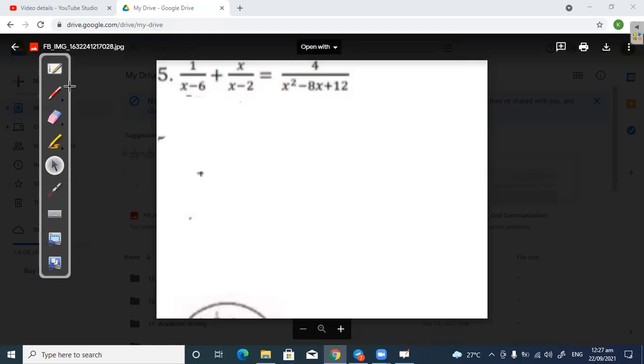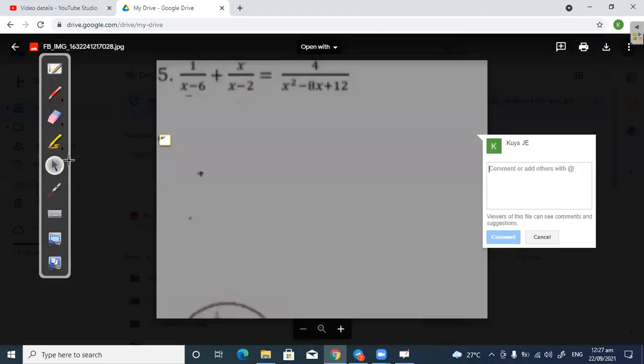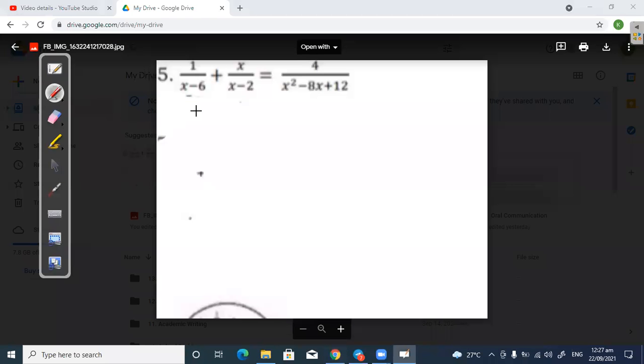Okay. So, rewrite muna natin to. Ayan, rewrite muna natin 1 over x minus 6 plus x over x minus 2. And that is equal to 4 over, okay. Tingnan muna natin to. Itong x squared minus 8x plus 12.